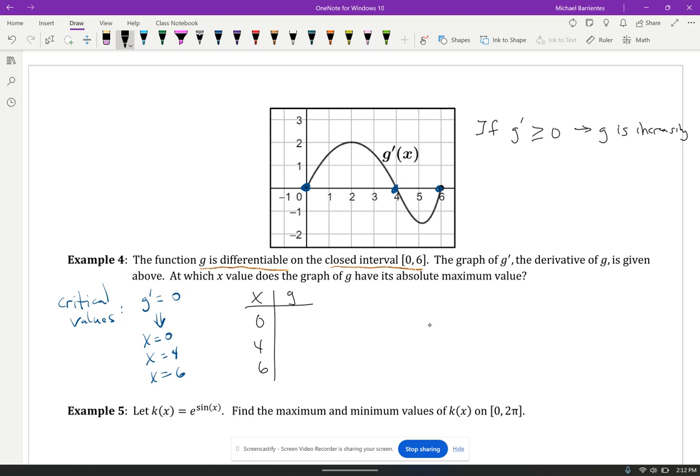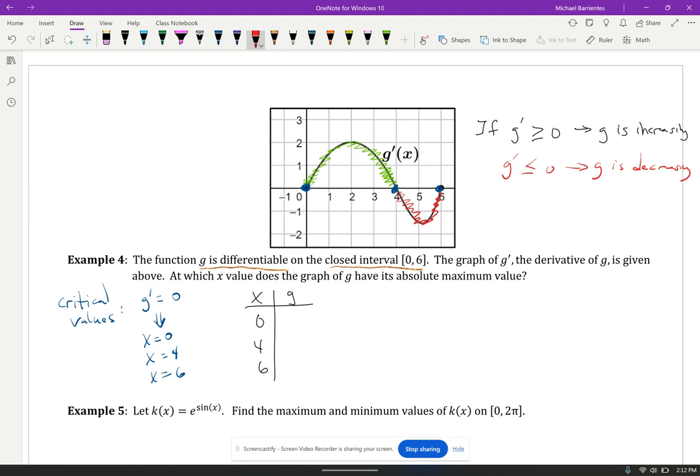Well, the derivative is greater than 0 here. Let me use a different color. Between here and here, the derivative, which is this graph, is greater than 0. So that means g is increasing from 0 to 4. And then we know that if g prime is less than or equal to 0, then g is decreasing. Well, that would happen here.